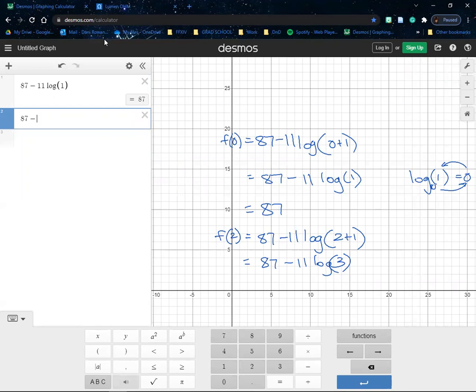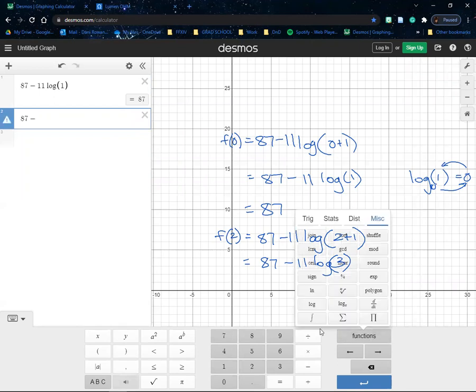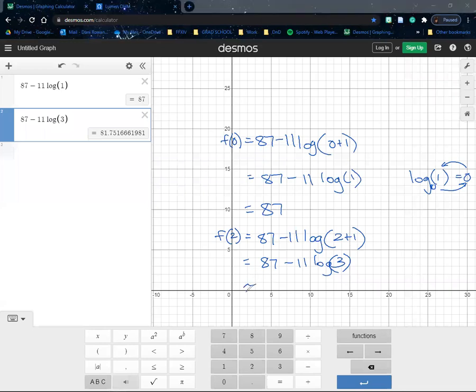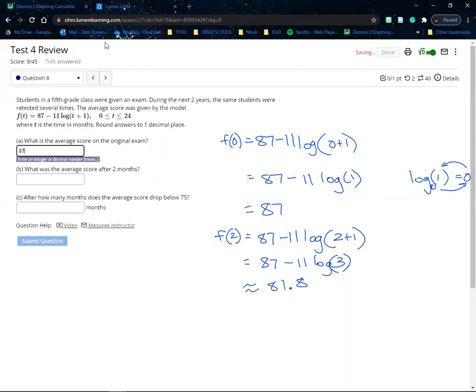So 87 minus log 3. Oh, what did I forget? I forgot the 11. So 81 point what? 8? Because we're rounding up. So the average score after 2 months was 81.8.